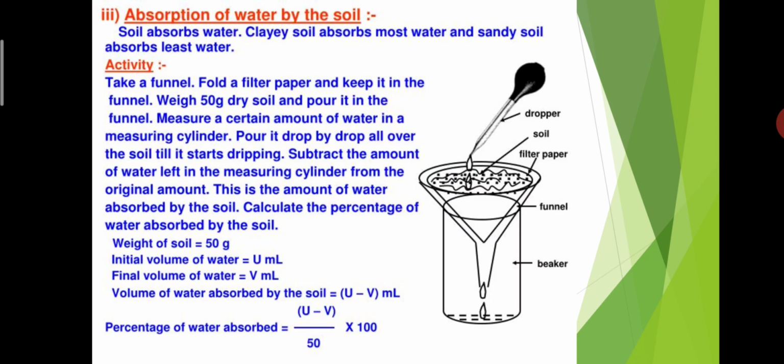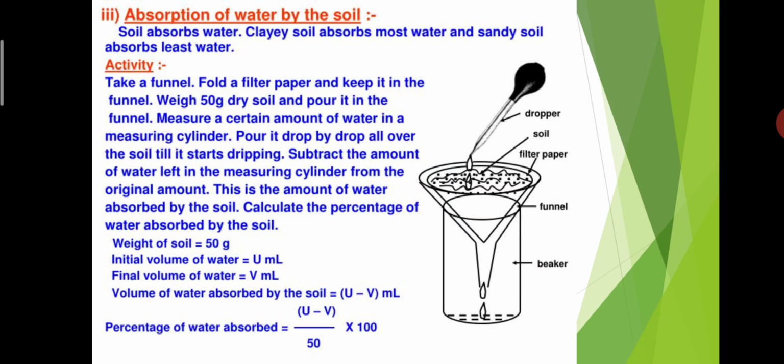Now take one activity for that. Take a funnel, fold a filter paper and keep it in the funnel. Weigh 50 gram dry soil and pour it in the funnel. Measure a certain amount of water in a measuring cylinder. Pour it drop by drop all over the soil till it starts dripping. Subtract the amount of water left in the measuring cylinder from the original amount. This is the amount of water absorbed by the soil. Calculate the percentage of water absorbed by the soil.